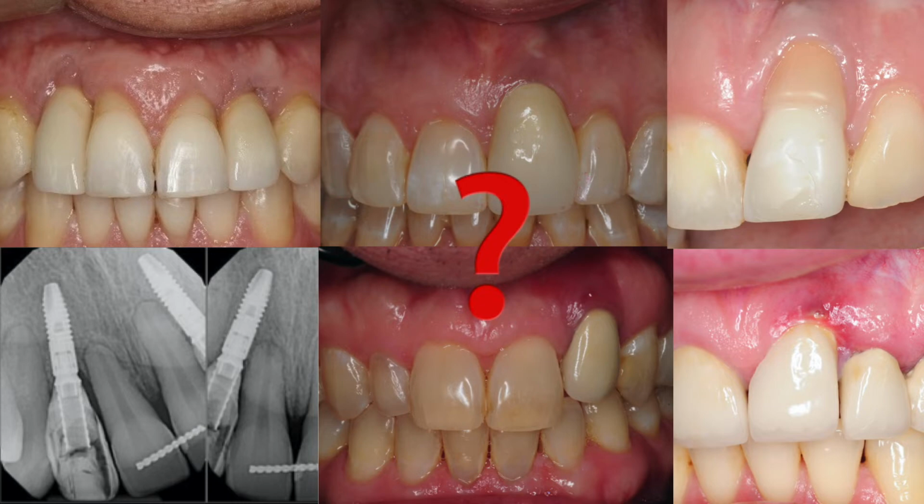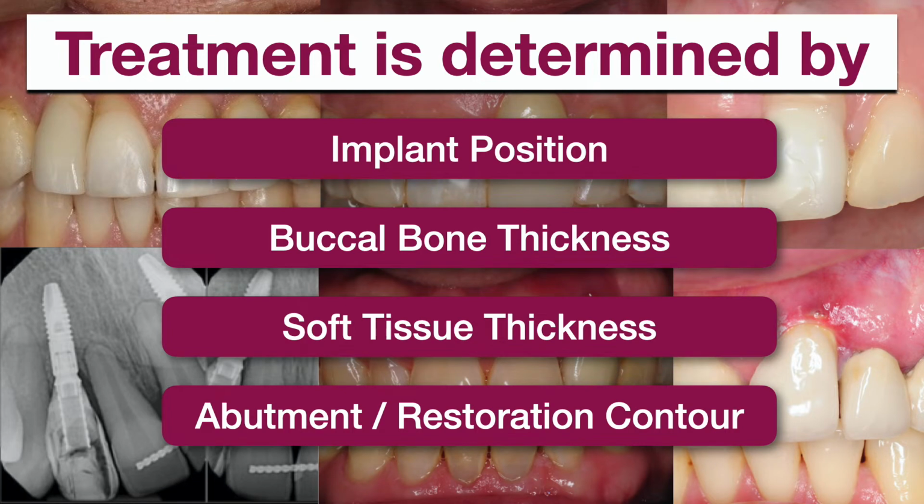One of the things that I had reflected on, having seen these cases, is that the treatment is really determined by a few factors. Let me tell you what I've learned. The treatment that we choose really is based on where is the implant, how much bone we have on the buccal area, the soft tissue thickness, and really the contour of the abutment restoration. Those are really the 4 factors that give us the information or data to decide which one of those 3 treatment options is appropriate. I completely agree with you. And based on these, we'll determine what our treatment outcome is and what our treatment sequence is.